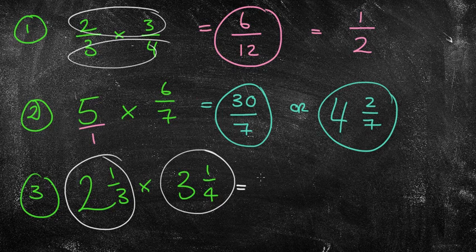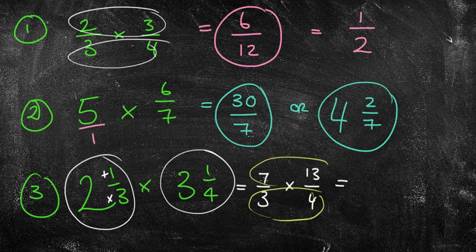So what's 2 and 1/3? Well, 2 times 3 is 6 plus 1 is 7, so we get 7/3. 3 times 4 is 12 plus 1 is 13 over 4. Now what we can do is times the tops and times the bottoms. Okay, they are bigger numbers, which is a bit of a pain, but we can deal with that. 7 times 13, well, 7 times 10 is 70. 7 3s are 21, so that makes 91. 3 times 4 makes 12, and we have our nice answer of 91 divided by 12.